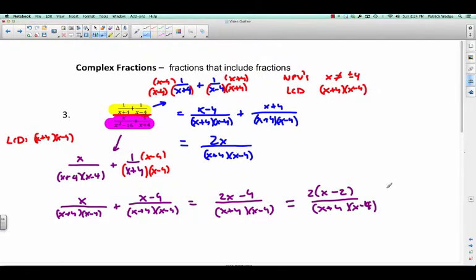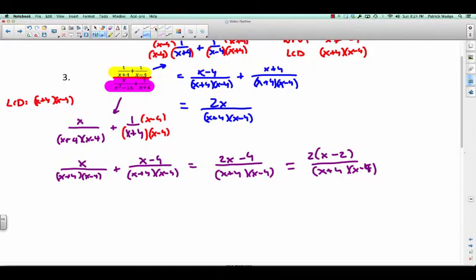But we're not done. Now we need to do this division, right? This red line here, that division right there, we have to do it. So we have to take whatever this equaled, which I do in green, the top part, which was this right here, 2x over x plus 4, x minus 4, and we need to divide it, because that's what that red line means, divide, by whatever this equaled, and that equaled 2 times x minus 2 over x plus 4, x minus 4.